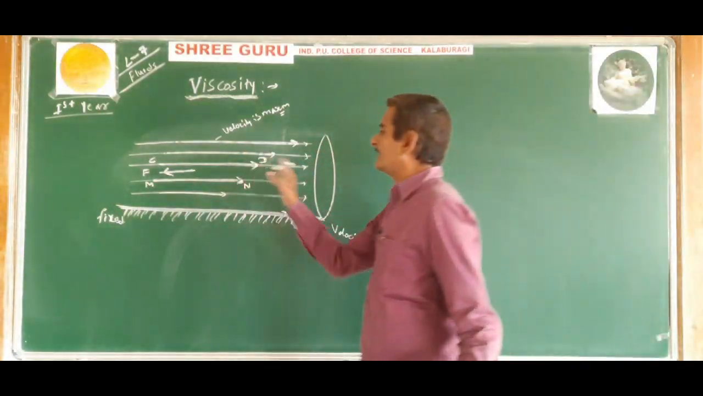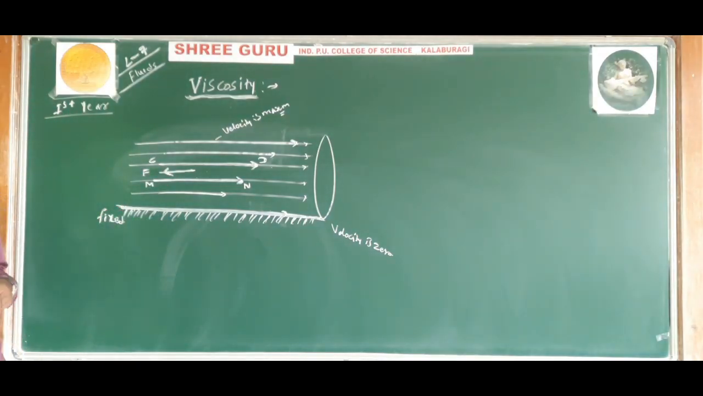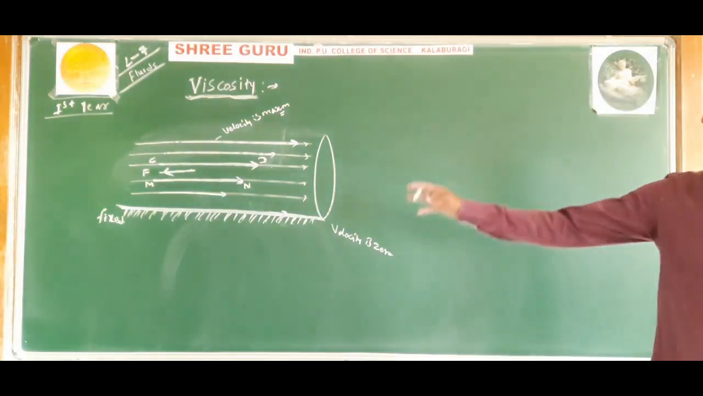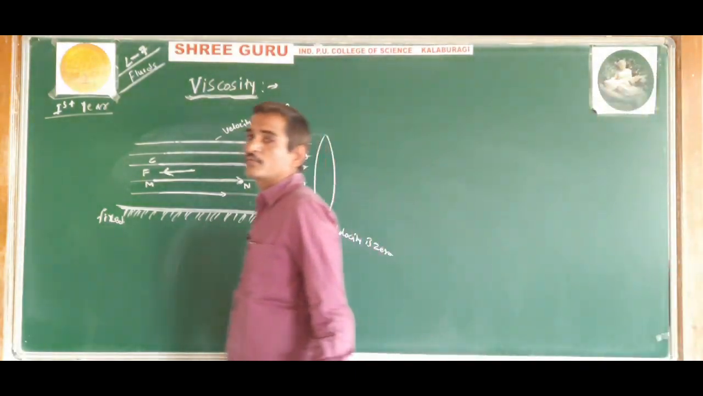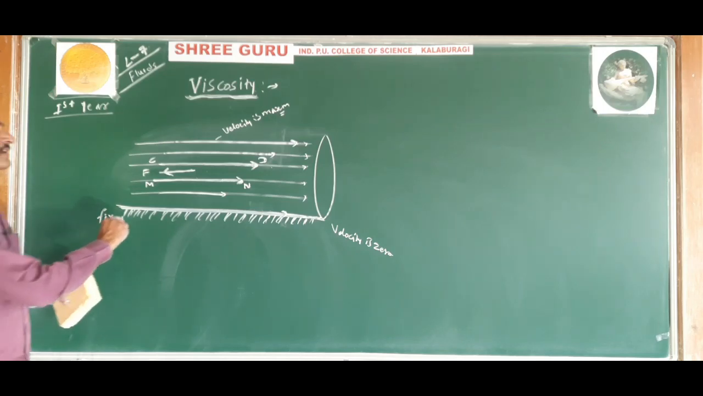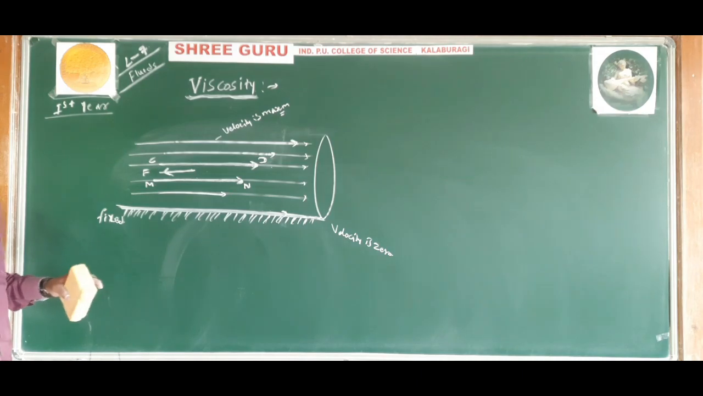Thus, to maintain the uniform motion of the liquid, an external force is required. Understood? Okay. So now consider the steady flow of liquid over a horizontal fixed surface.